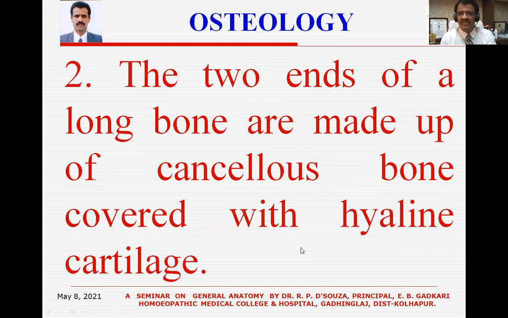Now we have studied what is shaft. Shaft is this portion. So now we have got two ends, and these two ends of bone are made up of cancellous bone. I told you shaft is made up of compact bone, and these ends are made up of cancellous bone, which are covered by hyaline cartilage, because hyaline cartilage is required to take part in formation of joint. Hyaline cartilage is also called as articular cartilage in case of ends of long bones.